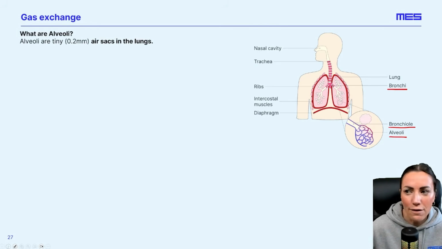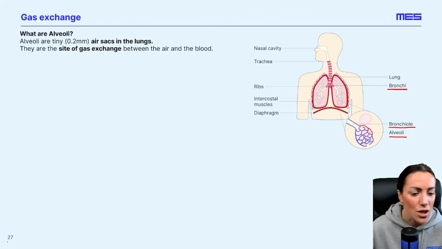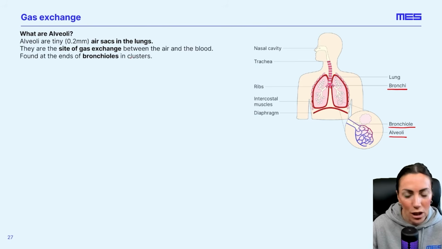So what are alveoli? They are tiny air sacs in the lungs. You have millions of them, and they are the site of gaseous or gas exchange between the air and your blood.